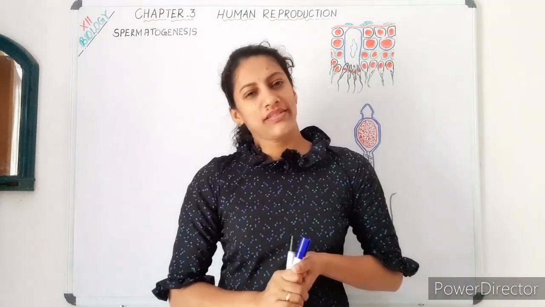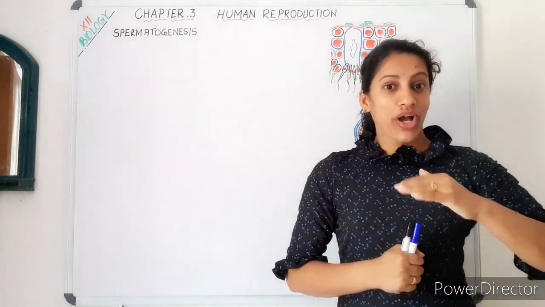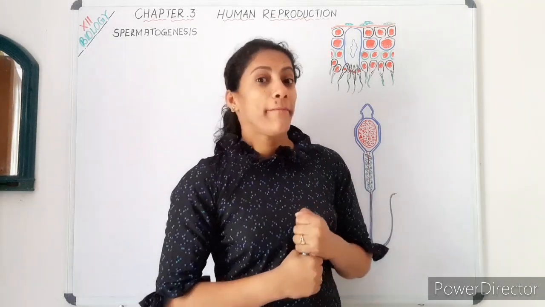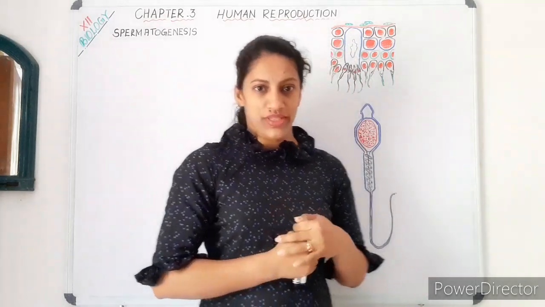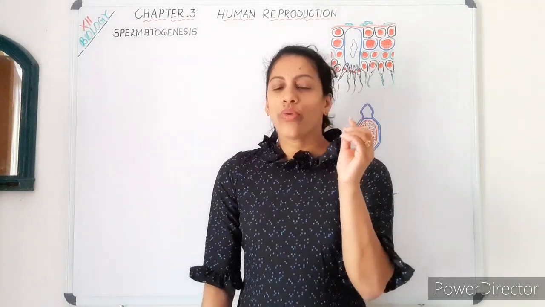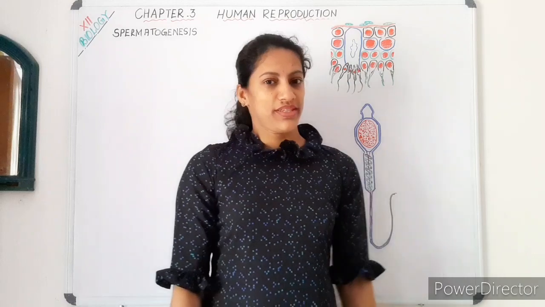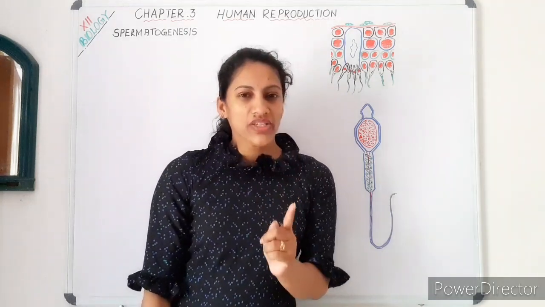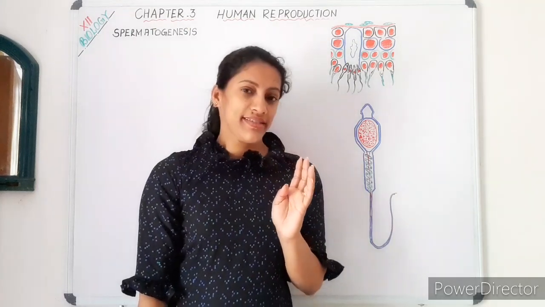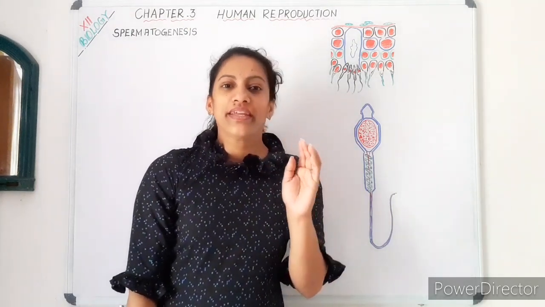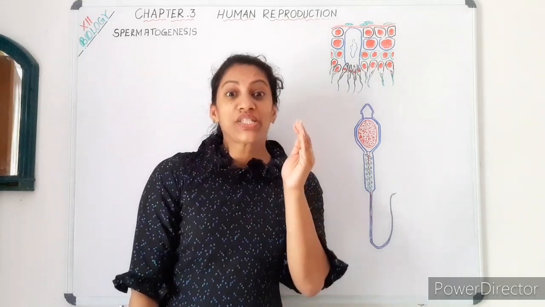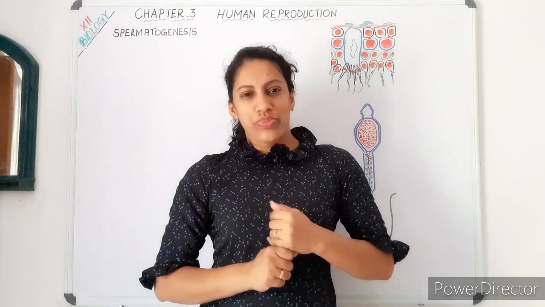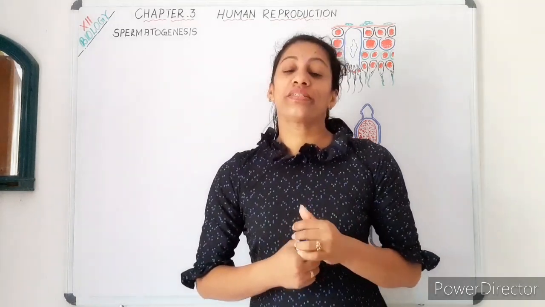Within the testis, exactly which is the location of spermatogenesis? You have studied the cross-sectional view of the testis in the last class, and you know the testis consists of many compartments called testicular lobules. Within each lobule you have seen one, two or three seminiferous tubules. Only within the seminiferous tubule does spermatogenesis take place. So within the scrotal sac there are testes, within each testis there are many testicular lobules, and within the testicular lobule there are seminiferous tubules, the tubules within which the sperms are produced.